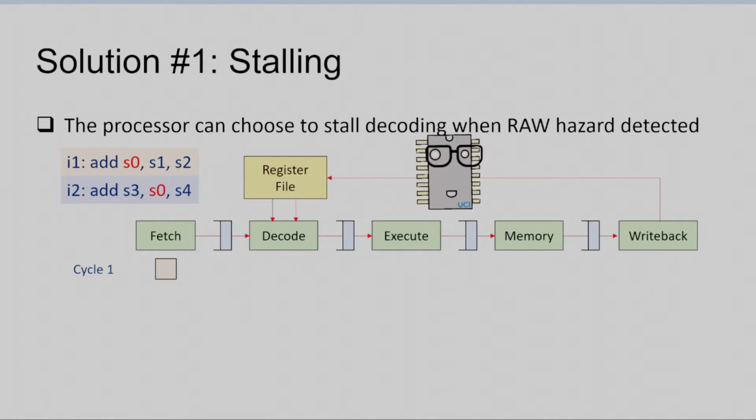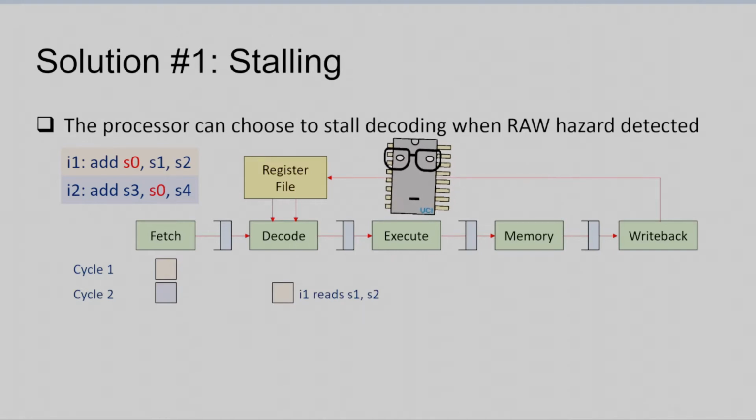So it's the same instructions as before. Instruction 1 is injected into the fetch stage. The instruction read request is sent out. At cycle 2, instruction 1 has been read from the memory. It's been decoded. Instruction 1 reads S1 and S2 from the register file. And at this point, the processor, if we implement the logic for it, now knows that instruction 1 wants to write to S0 eventually.